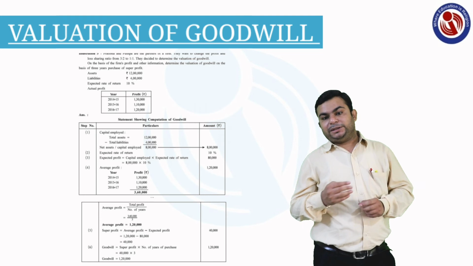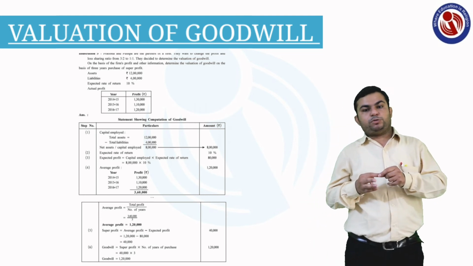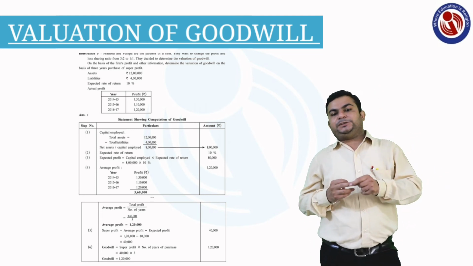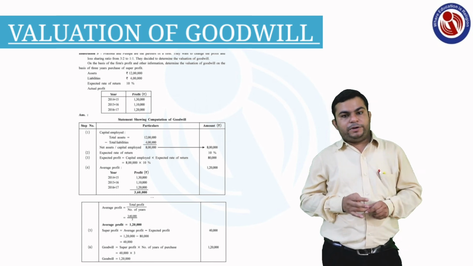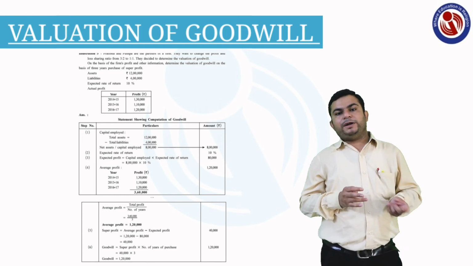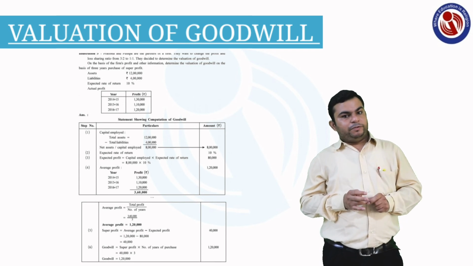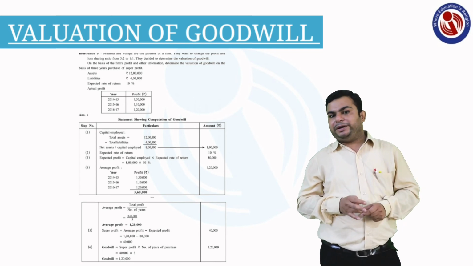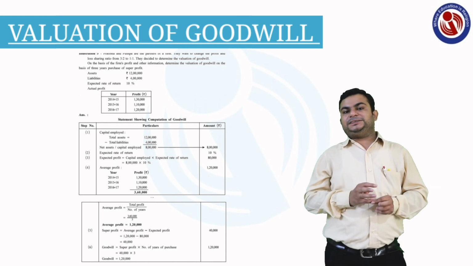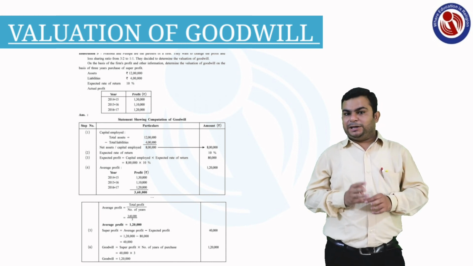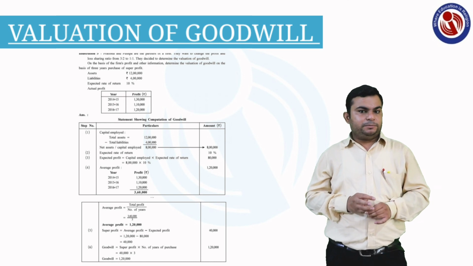Let us again remember these steps. Number 1 is average profit. Second will be expected profit or a normal profit. Third step will be super profit. Super profit means profit which is over and above the normal profit. That will be called a super profit. And in the 4th step, we will be finding goodwill, which is equal to super profit multiplied with the number of years purchased.